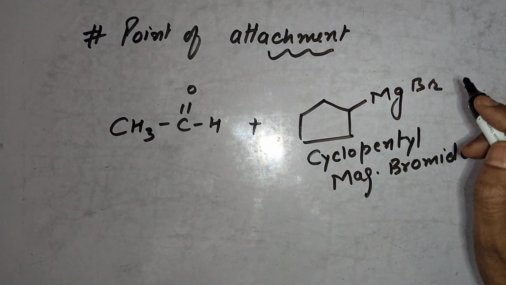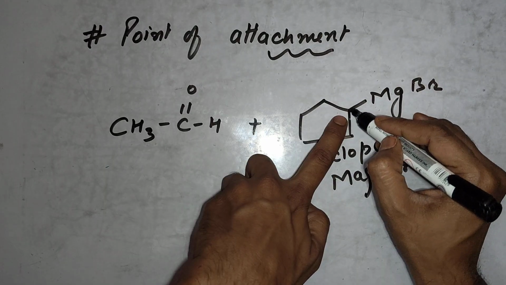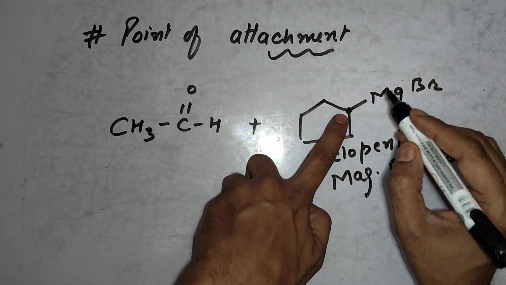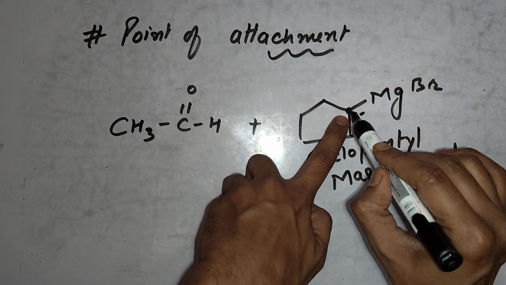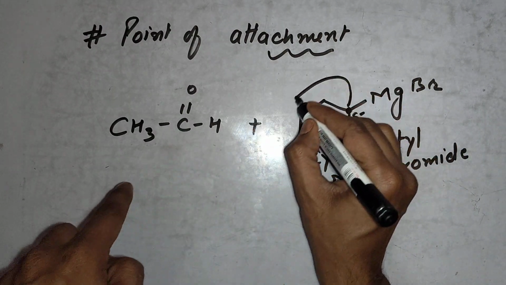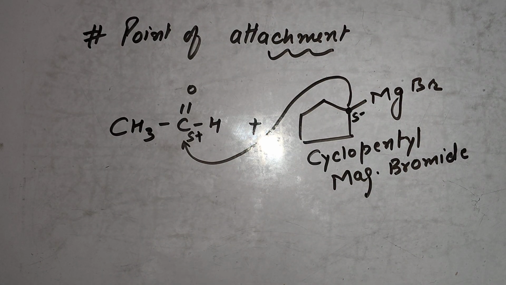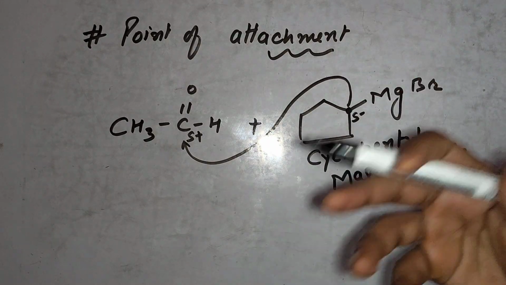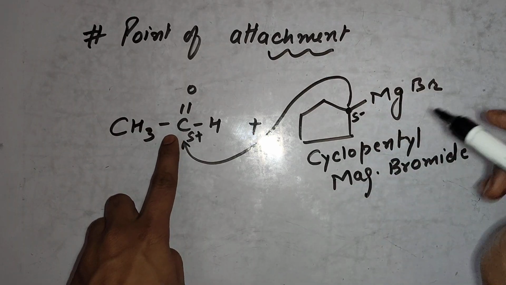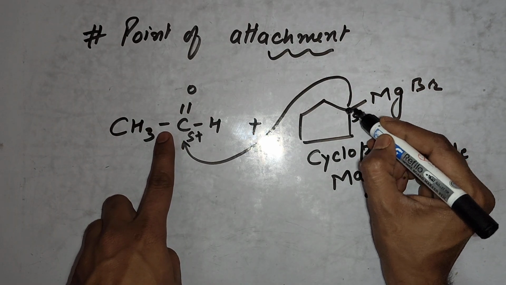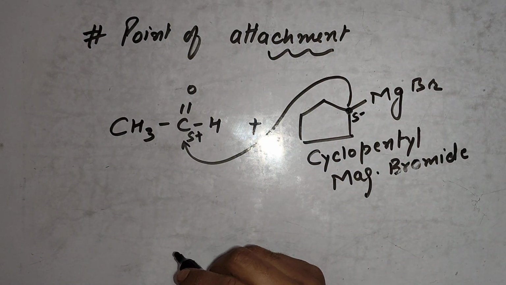Now be careful. This is the important point. Magnesium is connected to which carbon? This carbon. It means this carbon is partially negative, so this carbon is working as a nucleophile. Obviously this carbon will attack this carbon because it is partially positive. This is the main point. Alkyl groups contain many carbon atoms, but through which carbon atom will you attack? You will attack through that carbon which is connected with magnesium, not others. This is the important point.